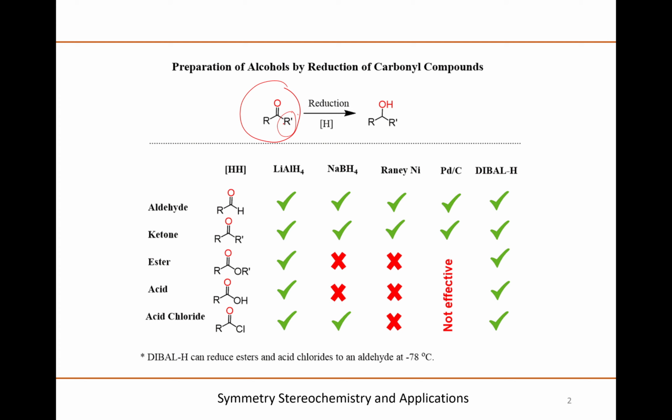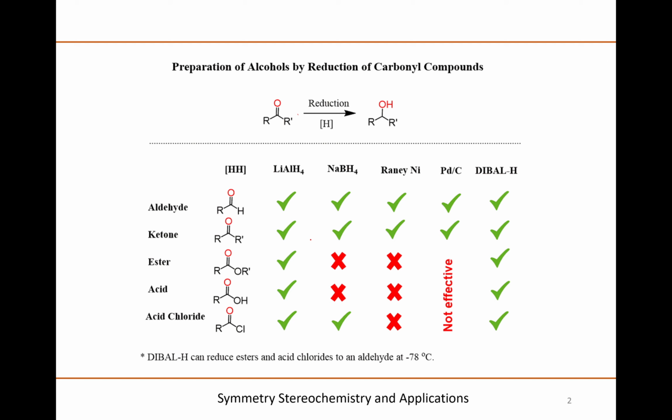In case of aldehyde, it could be reduced by all the different reducing agents like lithium aluminum hydride, sodium borohydride, Raney nickel, palladium charcoal and DIBAL-H. All these reagents can reduce the aldehyde here. But in case of ketone, again all these reagents are able to reduce them. You can see here the green tick, which means these reagents are suitable for this type of functional group reduction. So when we have aldehyde, all the different reducing agents can reduce it easily. While we have the ketone, it can also be reduced by LAH, sodium borohydride, Raney nickel, palladium charcoal and DIBAL-H.